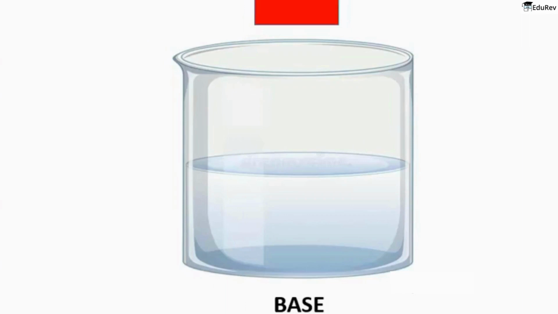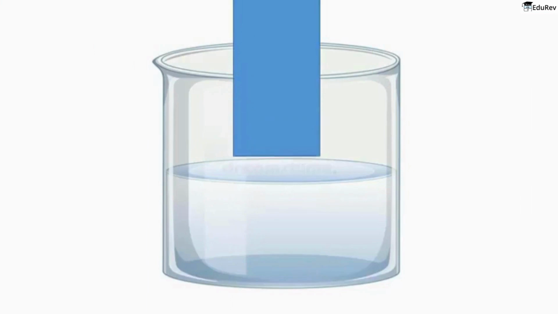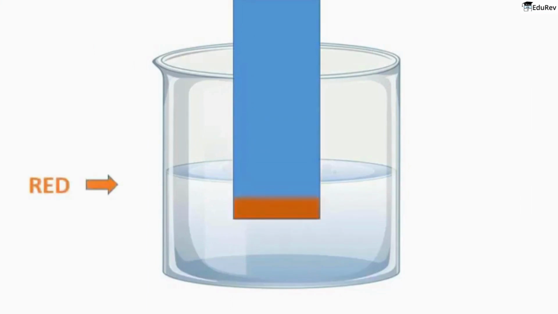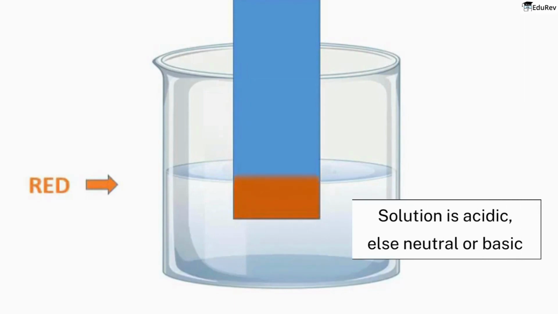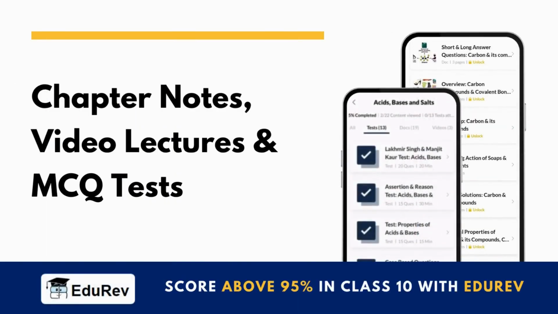So how can we differentiate between an acid and a neutral solution with the help of a red litmus paper? So firstly we will dip the red litmus paper into a basic solution. The basic solution will turn the red litmus paper blue. Then we will dip this blue litmus paper into the unknown solution. If the solution turns the blue part of the red litmus red, that means the solution is acidic, otherwise it is neutral or basic.